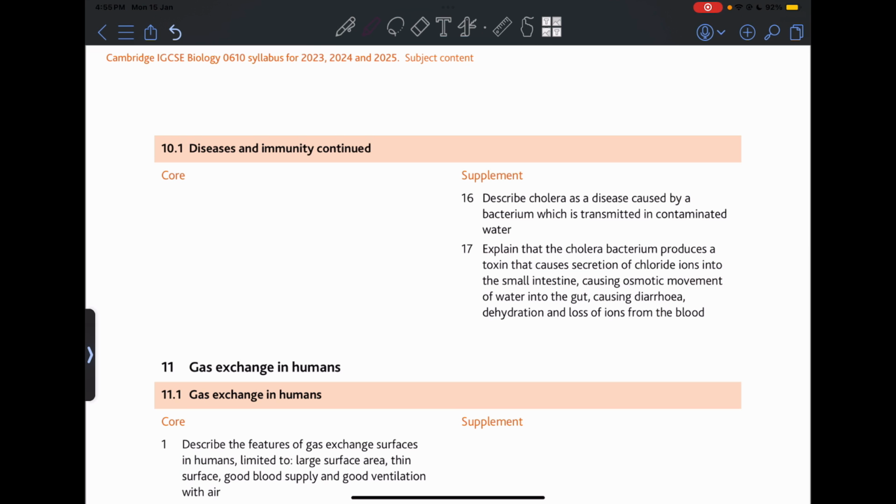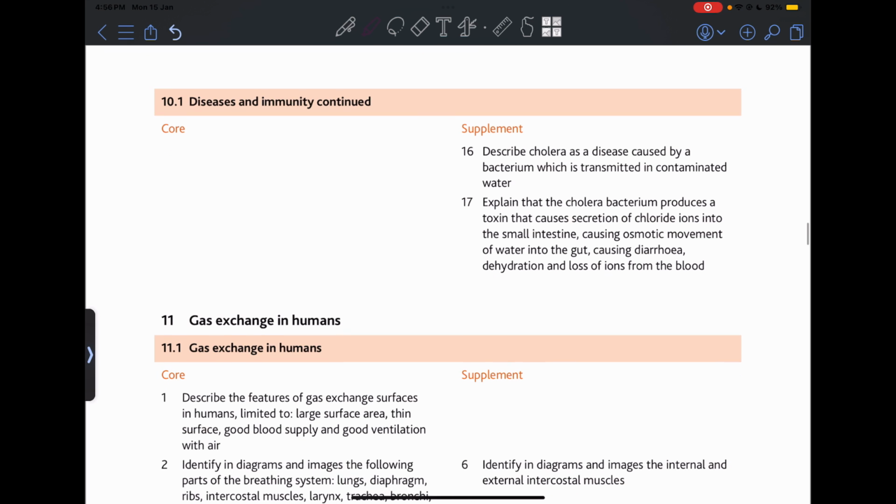Extended students have to also know describe cholera as a disease caused by a bacterium which is transmitted in contaminated water. Cholera is something that is spread only in contaminated water. So this is why we have to control and provide clean water to houses so that there are no cholera outbreaks. Explain that the cholera bacterium produces a toxin that causes secretion of chloride ions into the small intestine, causing osmotic movement, which means movement by osmosis of the water into the gut, causing diarrhea, dehydration, and loss of ions from the blood. So this is basically the process and the dangers of cholera bacterium.